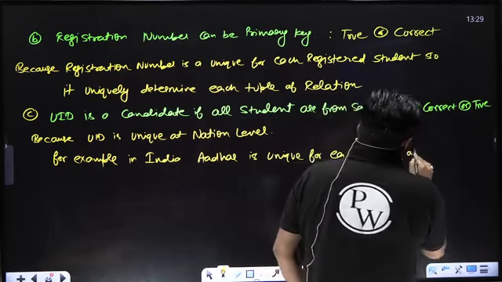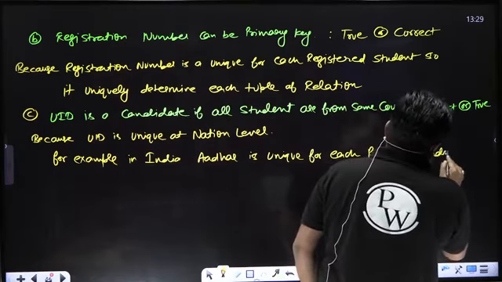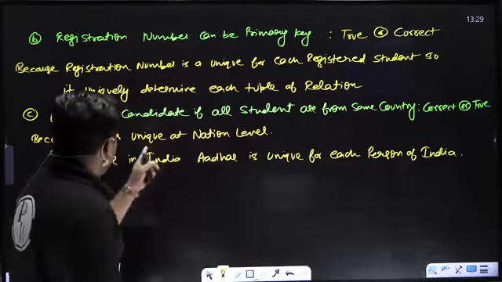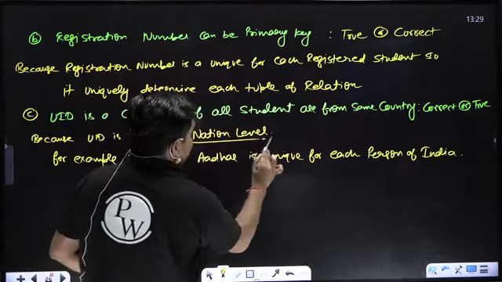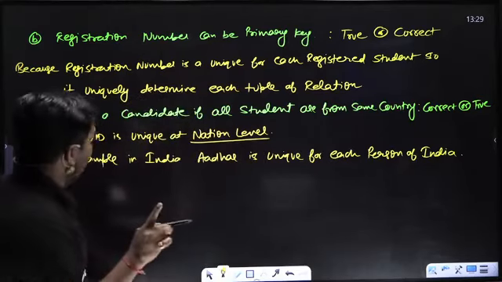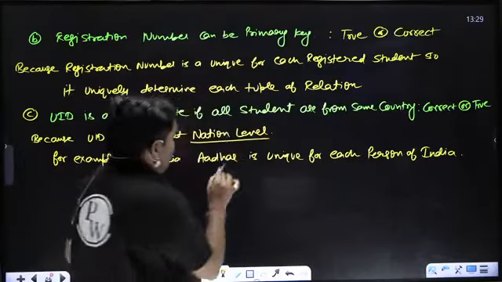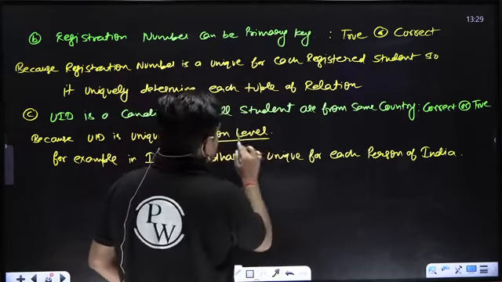Each person of India, my dear, Aadhaar card is unique for each person of India. But it is mentioned it is unique at national level. National level. Clear, my dear student? Because it is mentioned it is at national level, my dear. National level.